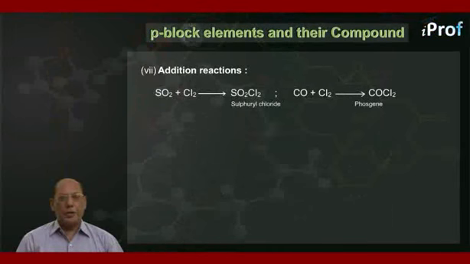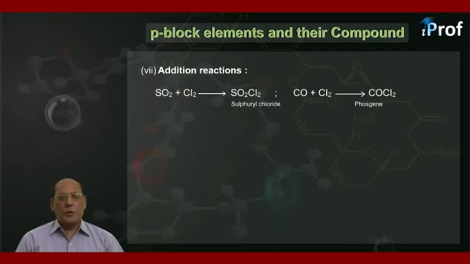Seventh is an addition reaction where SO2 and Cl2 combine to give sulfuryl chloride. Carbon monoxide and chlorine combine similarly to give COCl2, that is phosgene.